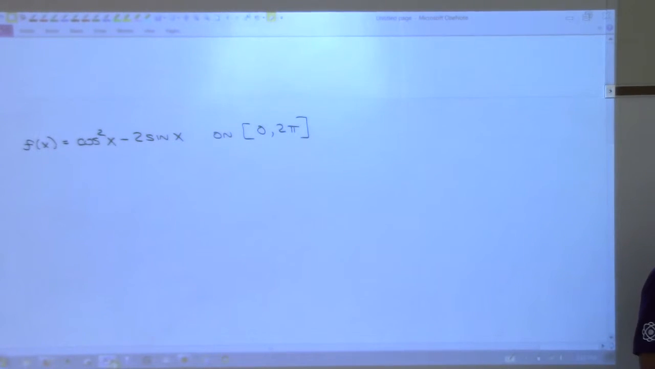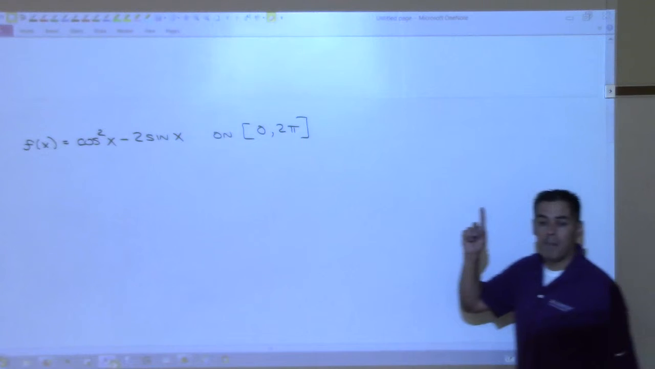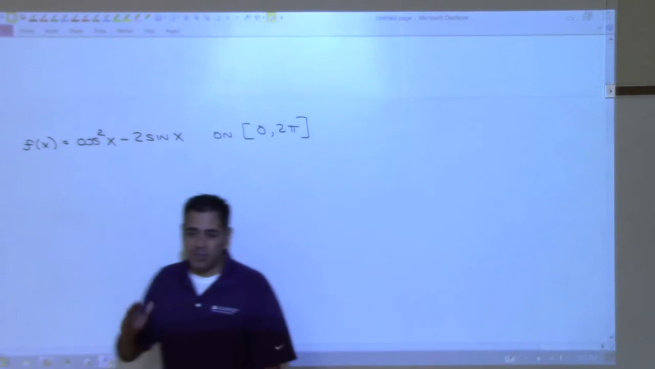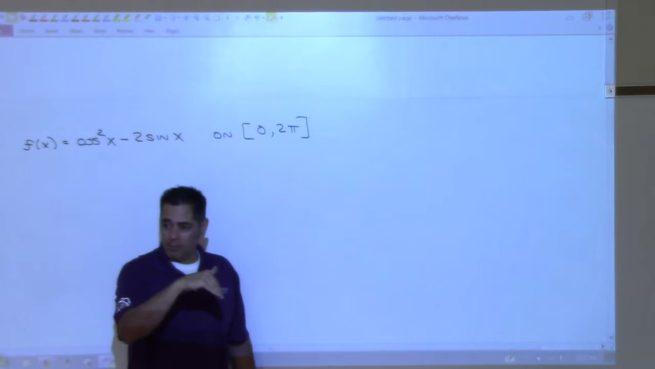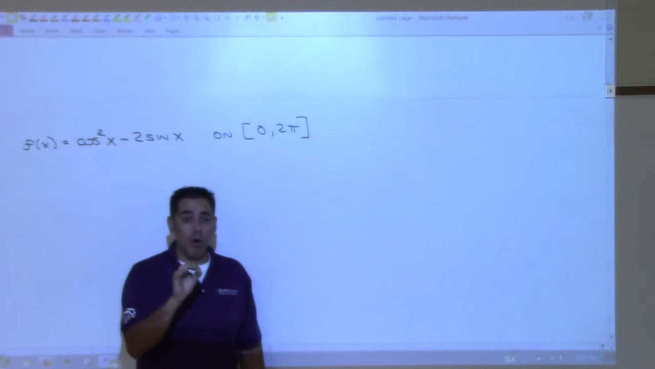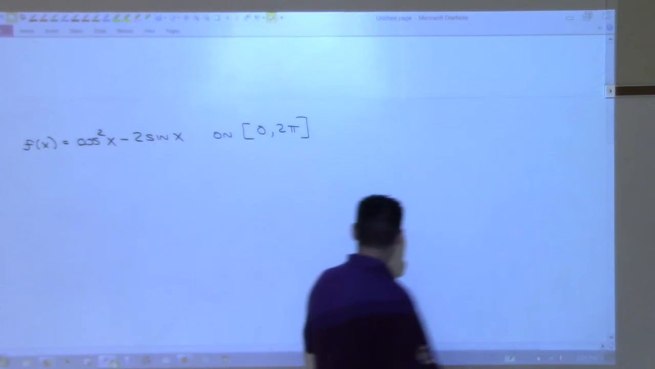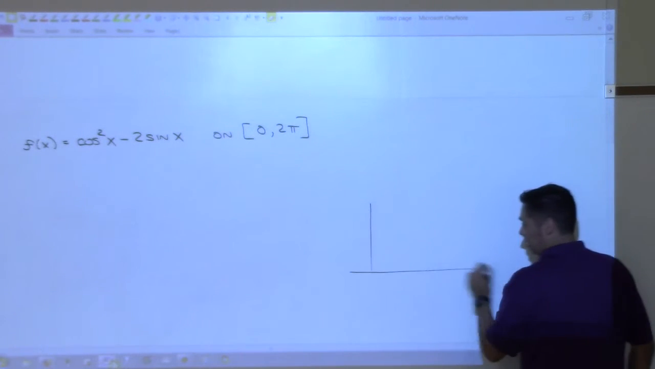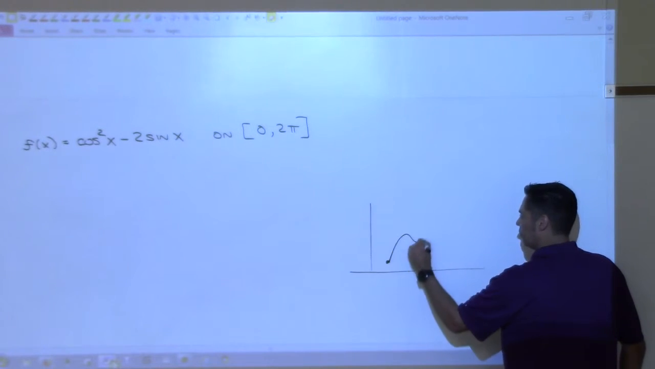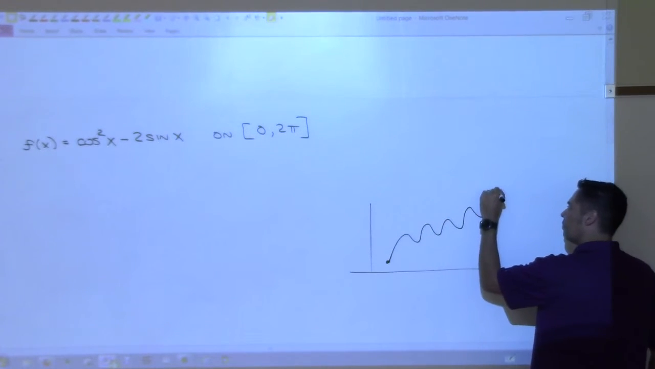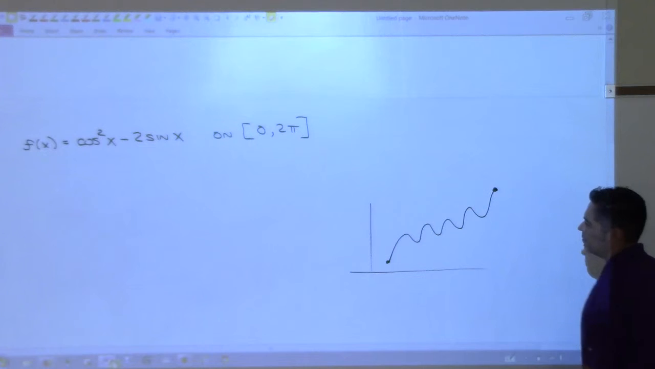Hold on a second. We could look for the absolute max and min, but that's not what we're being asked to do. We're being asked to determine where it goes up and down, right? And then any local maxes and mins. So think about it this way. Let's say we had a function that did this.